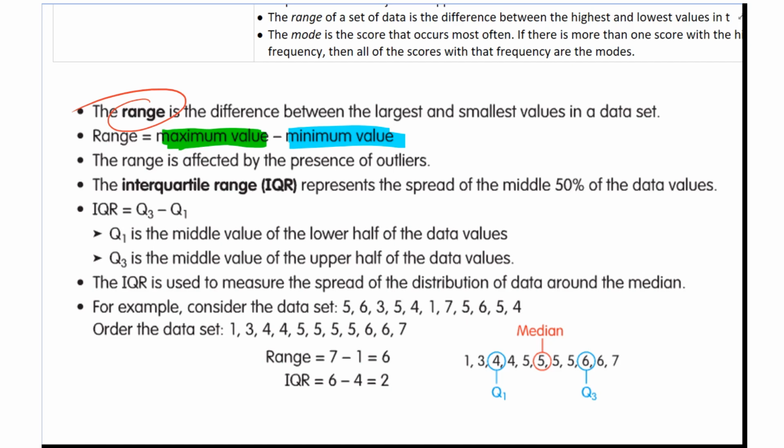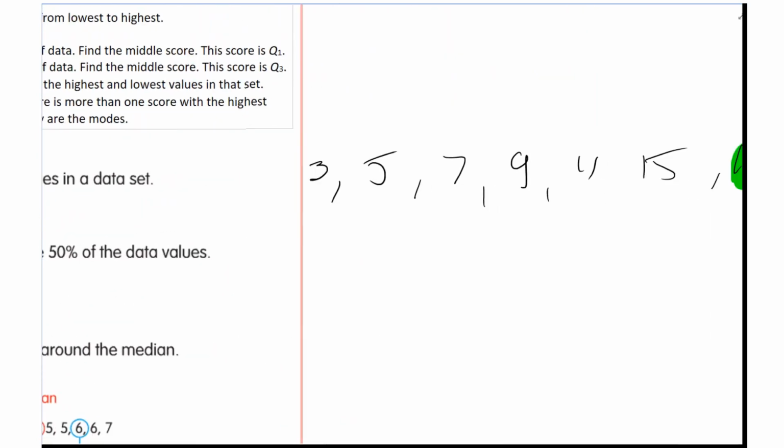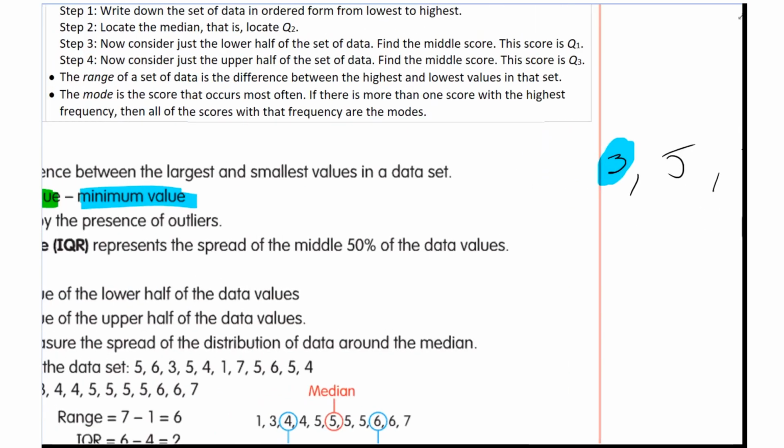So for example, if I've got a set of data: 5, 7, 9, 11, 15, make it 3, 16. My range is going to be this, subtract this value here. So in this case, my range would be 16 minus 3 equals 13. That is what I'm talking about when I talk about range.